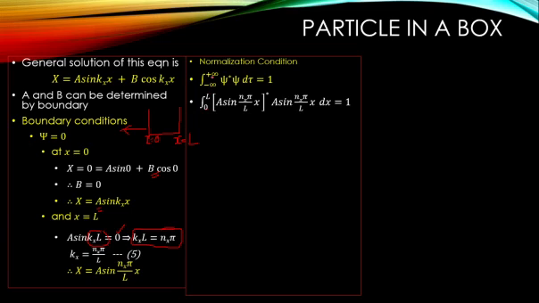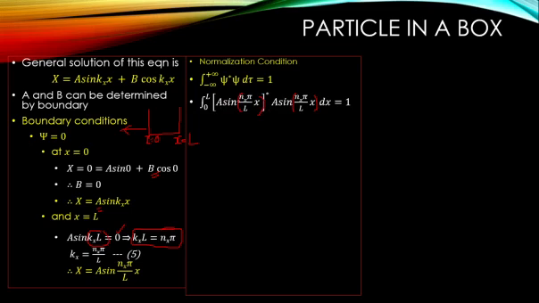So instead of minus infinity and plus infinity, you have 0 and L as the limits. Now you can substitute for psi star. What is psi star? A sine nx pi by L x is the conjugate, that is star is given. Then psi as such is A sine nx pi by L into x. This is the whole thing, integrated dx equal to 1.